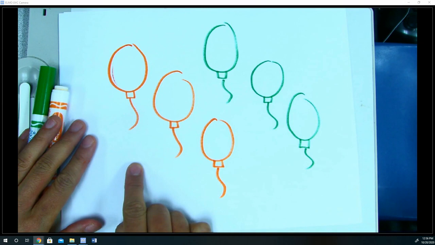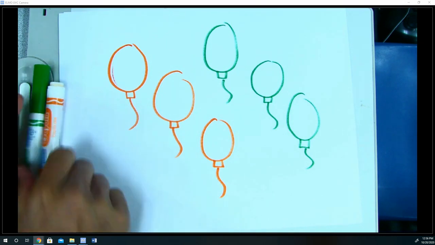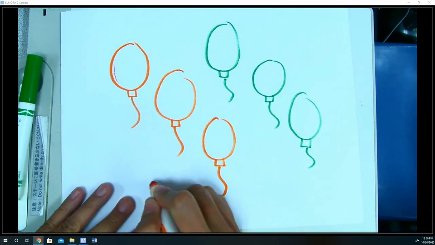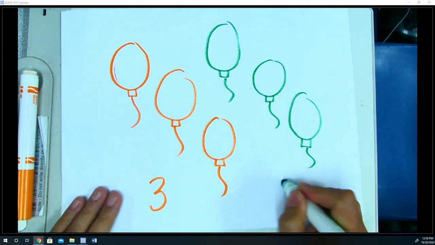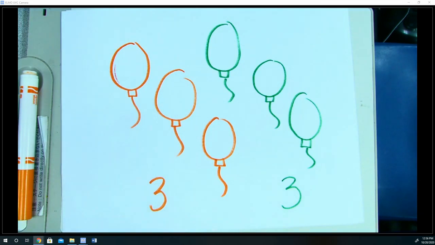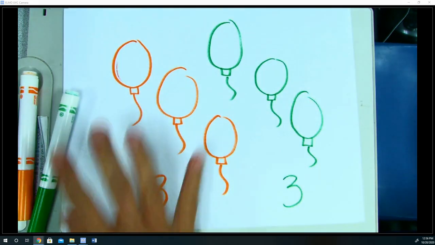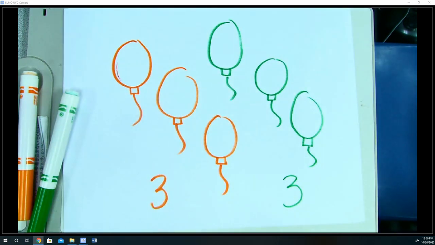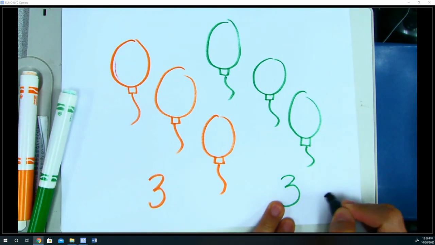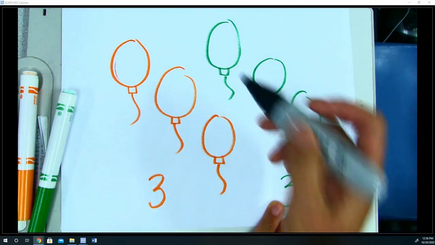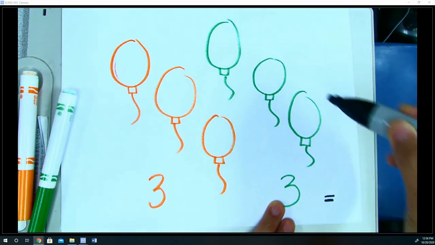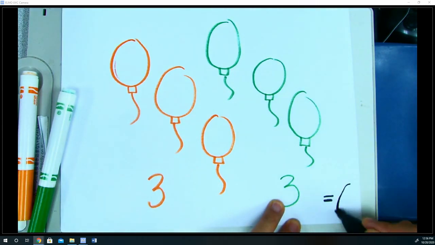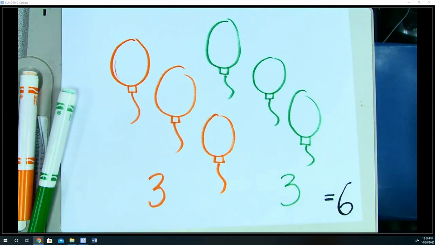So what is happening here? First, I had 3 balloons. So I'm going to write a 3 here. And then I got 3 more. So in total, how many balloons did I get? Well, boys and girls, I can write it here. In the total, on the end, if I count all of them, I have 1, 2, 3, 4, 5, 6, and in total, I got 6 balloons.